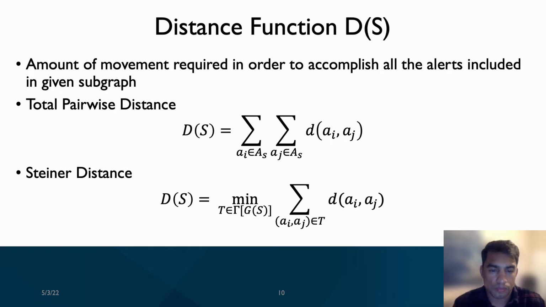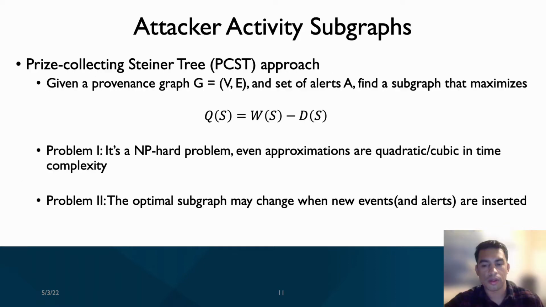So this inclusion of distance between adjacent alerts only nicely models the chain of events and allows us to capture the actual cost of having to perform an attack campaign. Right, so once we have the price and the cost associated with our subgraphs, the goal of the PCST algorithm is to optimize this discrepancy. We want to extract the subgraph that has maximum price and minimum cost.